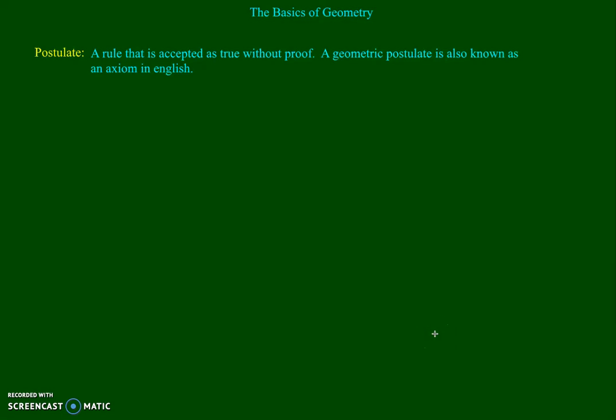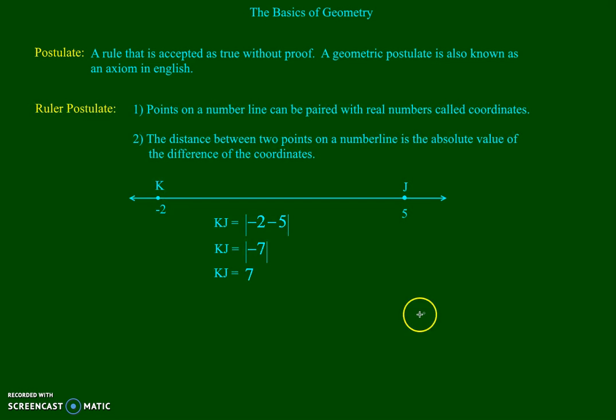This is part 3 of the series, The Basics of Geometry. In the last part, we introduced the idea of postulates. And the first postulate that we're going to be working with is known as the ruler postulate. The ruler postulate is a fairly simple one. It has two basic parts.